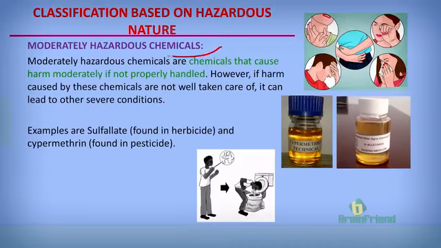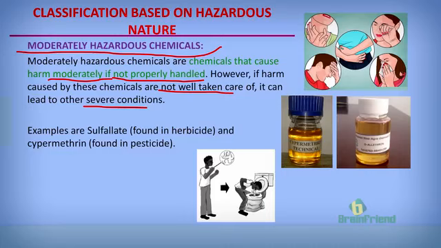The second group are the moderately hazardous chemicals. These are chemicals that cause harm moderately, if not properly handled. They are not as reactive as the highly hazardous chemicals, but they cause their own form of harm if they are not properly handled. Harm caused by these chemicals could result in other severe conditions if they are not well taken care of. We should also be careful with this kind of chemicals because they can result in severe conditions. They can also lead to death if they are not properly taken care of.